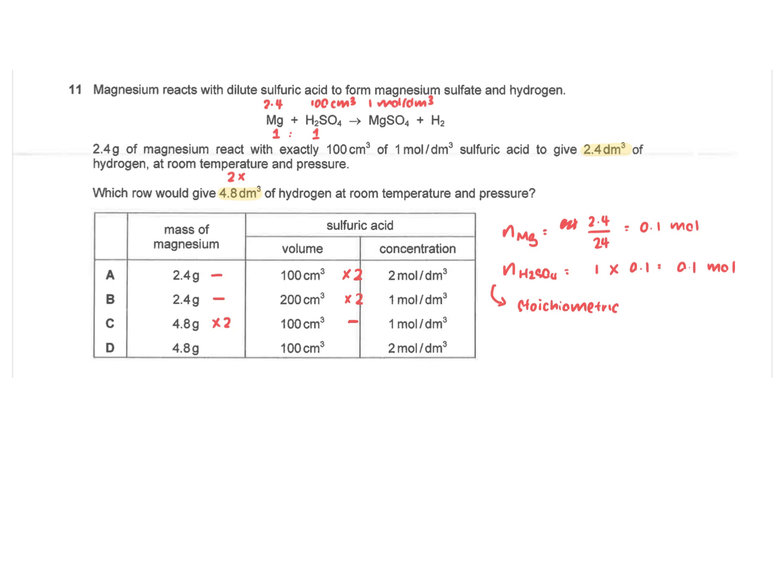So it's only in D where we have an increase in the mass of magnesium and also an increase in the number of moles of acid. So now the reaction will produce 2 times the product, because now we have the stoichiometric ratio and it's 2 times of the original amount.